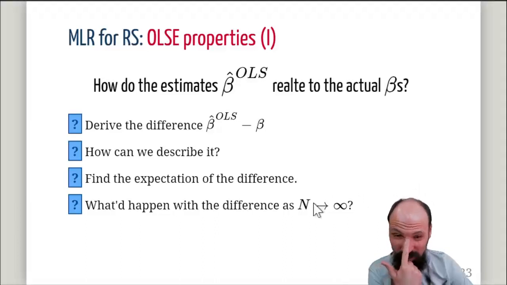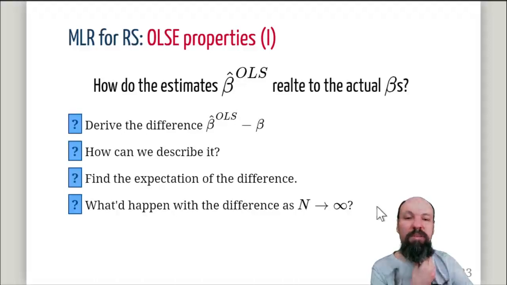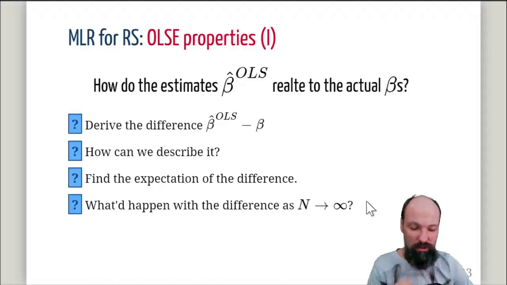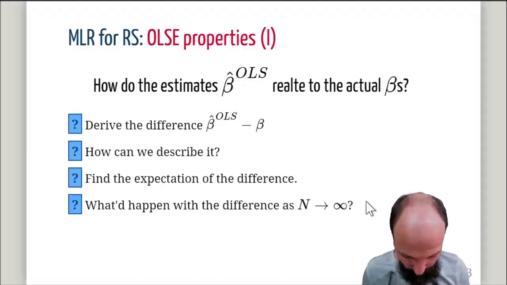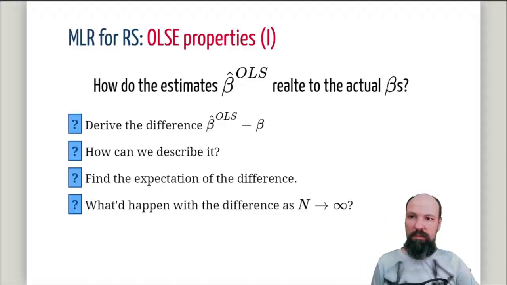Then what happens when the sample is huge? This is maybe not such an easy exercise as taking the expectation, but what would happen? Do you remember? And thanks to what assumptions does it happen?